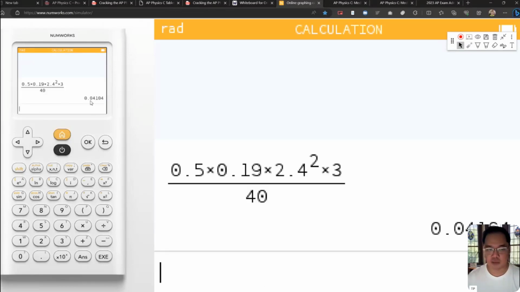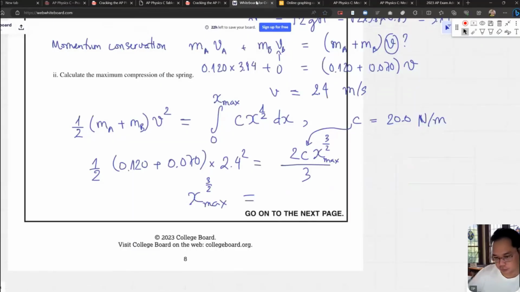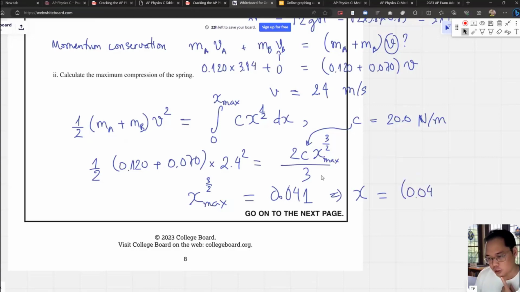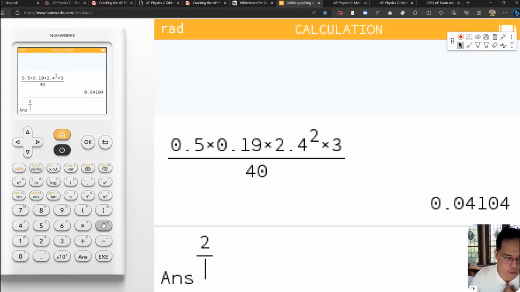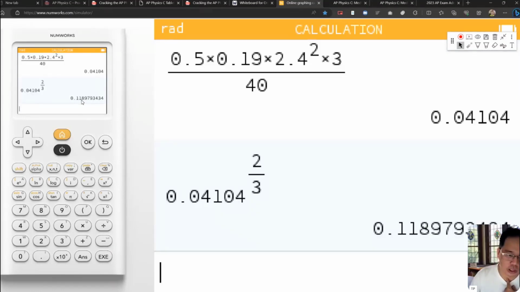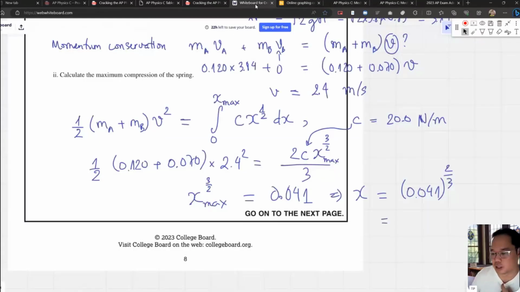Okay, this is x to the power 3/2, 0.041. Check that again. Yeah, and so x is this value, 0.041, to the power of 2/3. Here, 0.119, which is rounded to 0.12 for the answer. Okay.